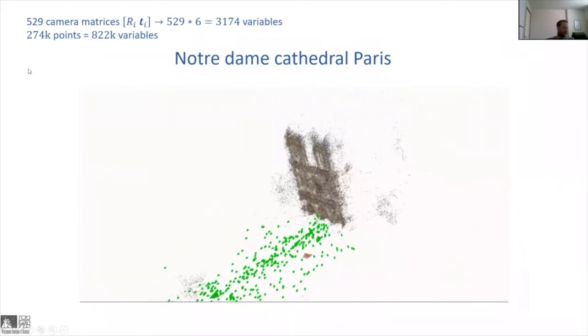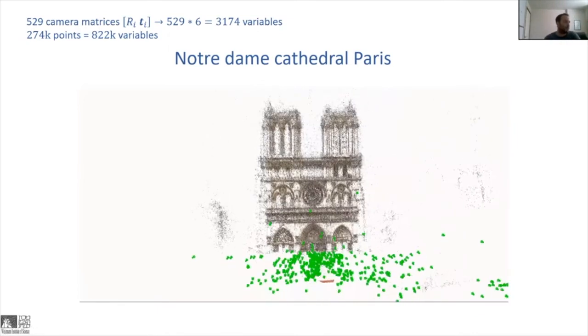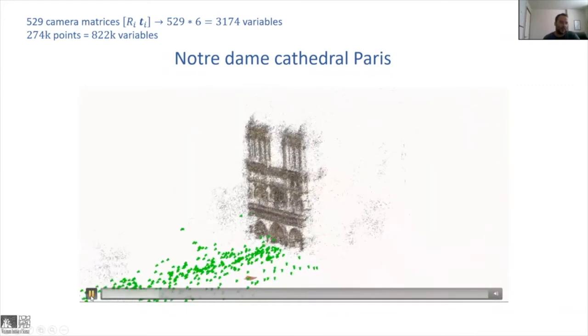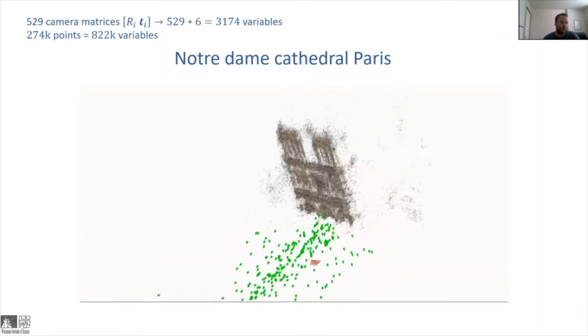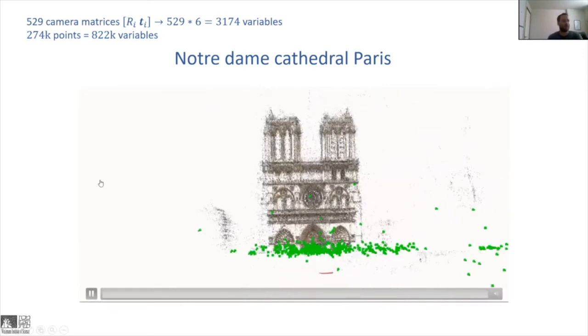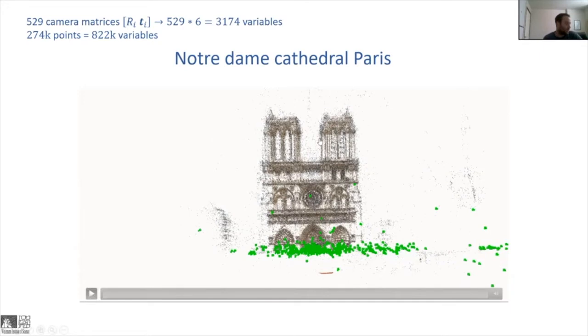So we have here 529 cameras, in the calibrated case. You see the structure is aligned. It sums up to 3,174 variables for the camera matrices. And in the structure, there are 274K points, which sums up to 822K variables. So if we sum both of them together, it's more than 800K variables, which is a lot.